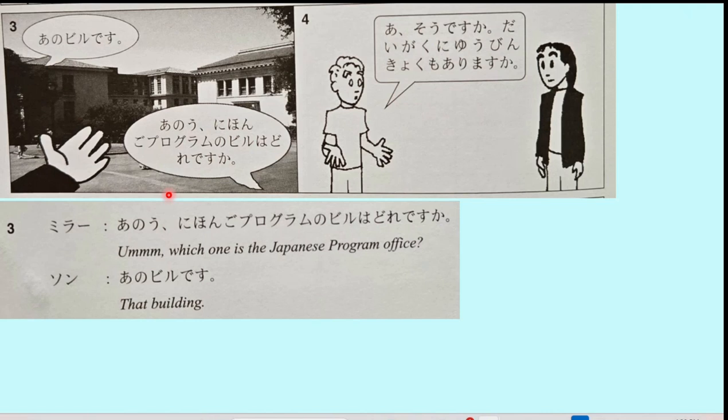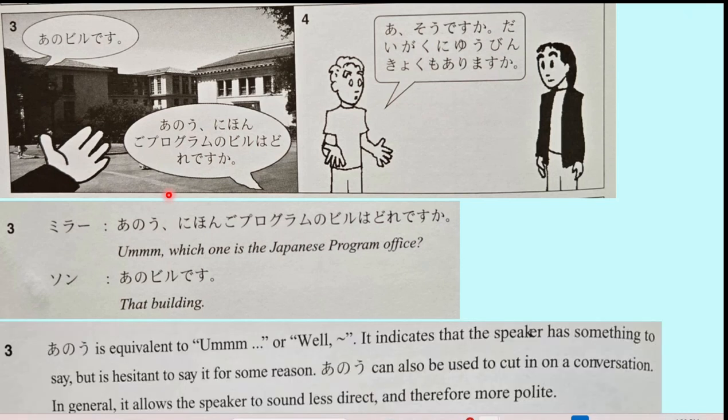So as I said, dore desu ka means which one. Ano biru desu, that building. This also we just saw. And then there is some additional information given in the usage part.